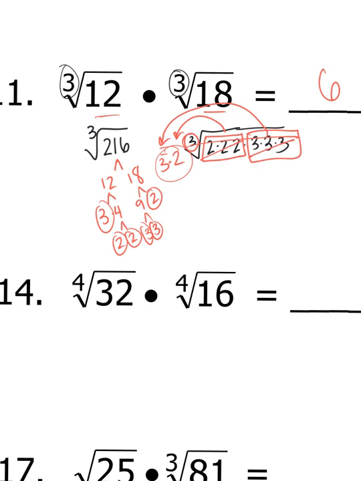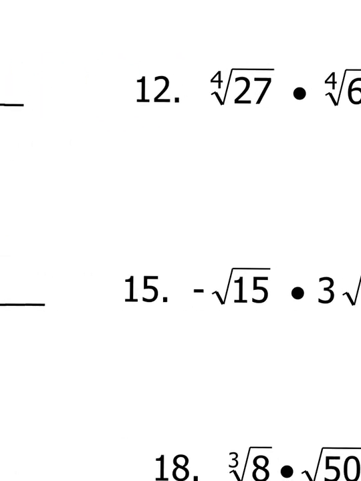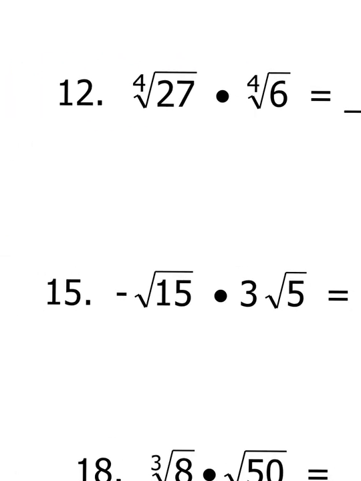All right, let's try that for number 12 as well. I have both fourth roots, so I'm allowed to multiply these together. I've got 27 times 6, which will get me the fourth root of 162 is what this problem is really asking me for. Again, 27 times 6 gets me 162. I still need to take the fourth root of that, so I'll break it down.